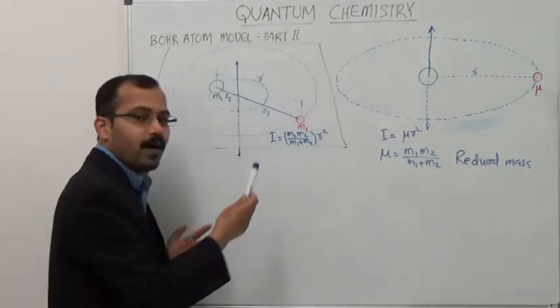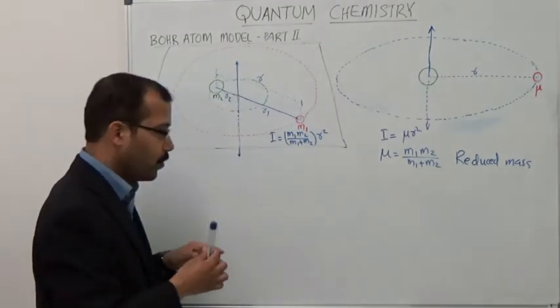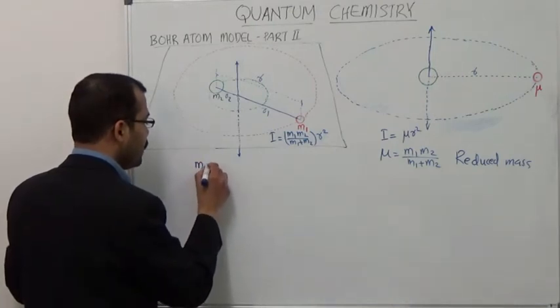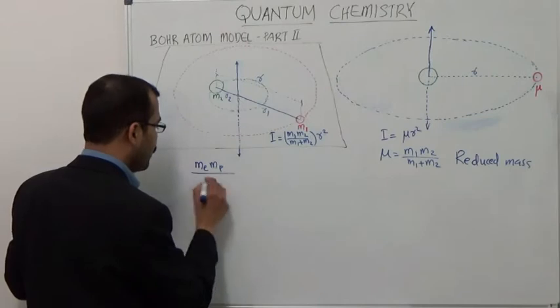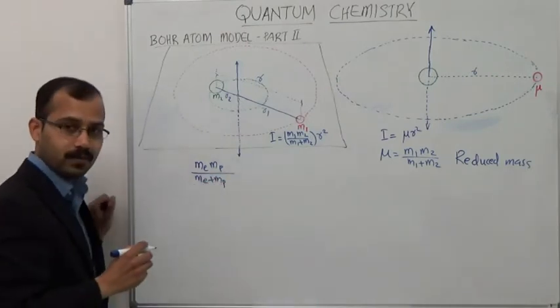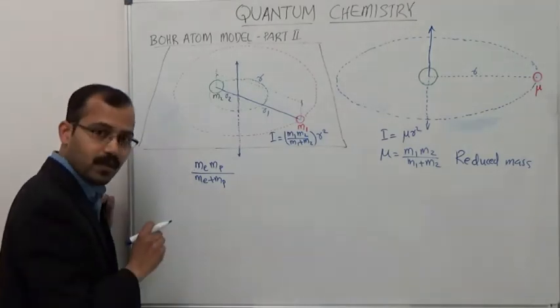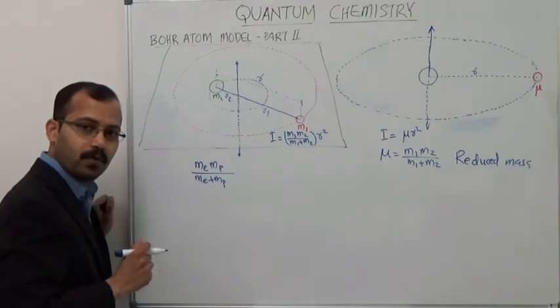So the reduced mass of the proton and the electron is Me MP divided by Me plus MP. This is the reduced mass of the proton-electron system. Me is the mass of the electron and MP is the mass of the proton.